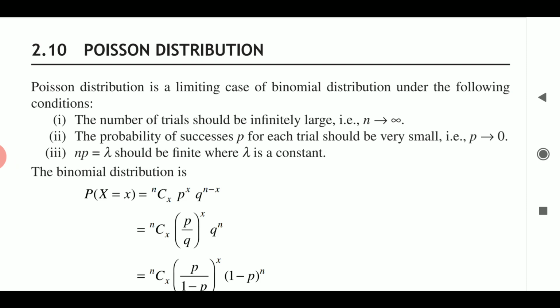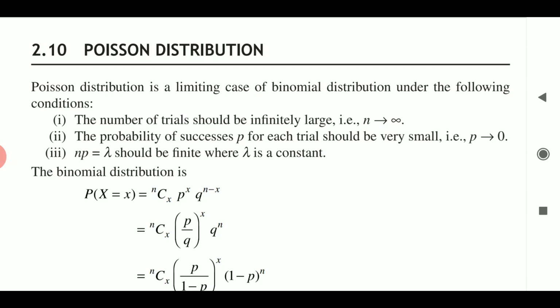Second, the probability of success, which was denoted by p, for each trial should be very small. We should use Poisson distribution when the number of trials is large, from point number 1, and from point number 2, if the probability of success is very small. That means out of 1000 trials, if I am getting success 2 times or 3 times or maybe 4 times, which is a very small number compared to the domain size, then this problem comes under the category of Poisson distribution.